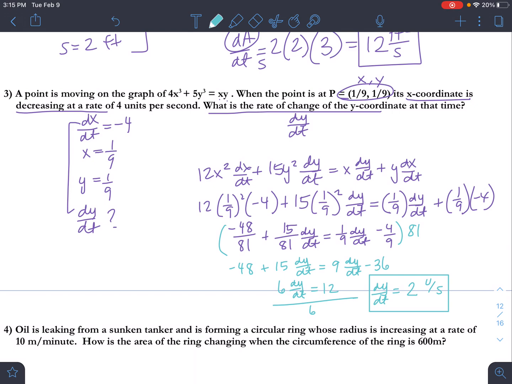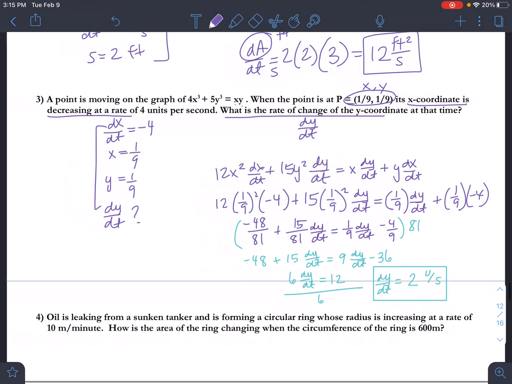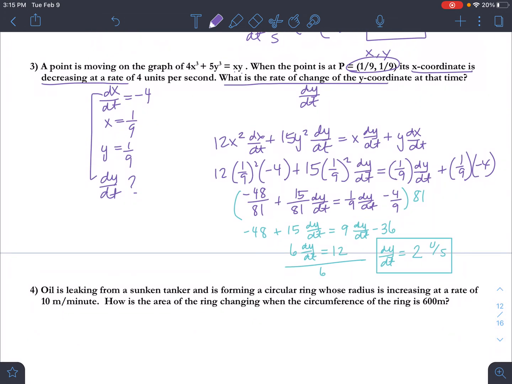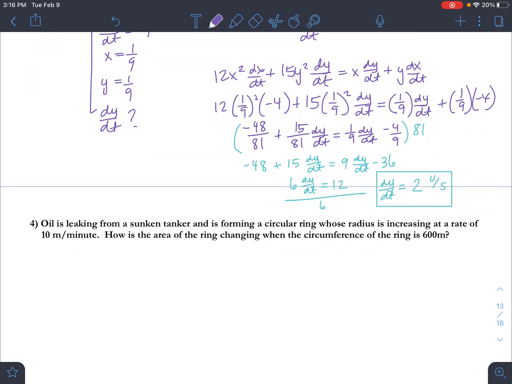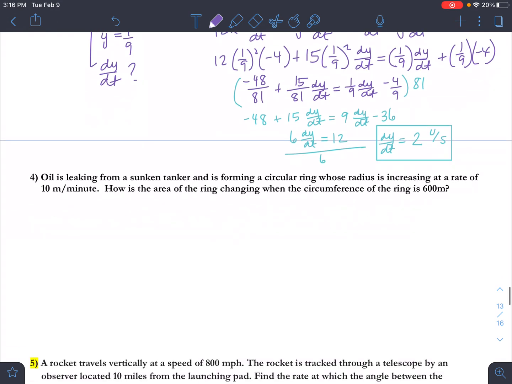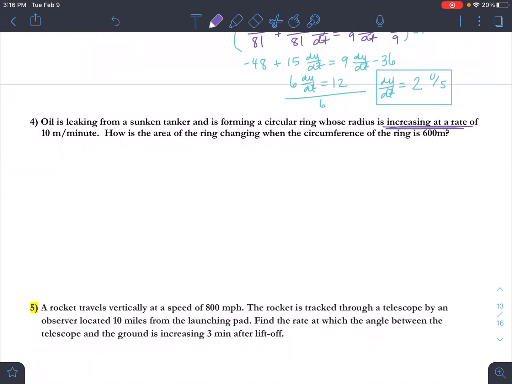All right, guys, we're going to try one more here. So take a look. The next one takes a little more background information from geometry, but I believe in you. It says oil is leaking from a sunken tanker and is forming a circular ring whose radius is increasing at a rate. Okay, I'm seeing this increasing at a rate, and I know that's important. Radius is increasing at a rate of 10 meters per minute. So the change of the radius with respect to time, dr/dt, is 10 meters per minute. How is the area of the ring changing?